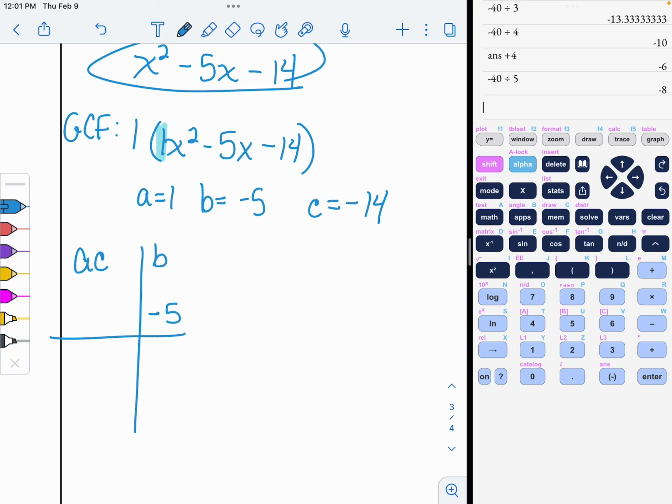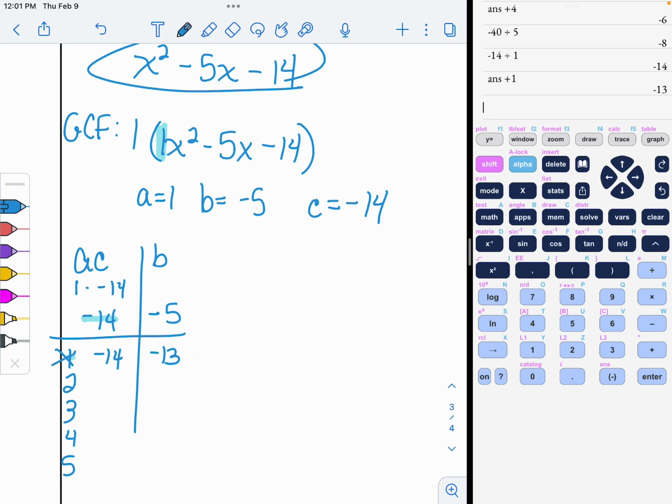My B is negative 5. AC is negative 14. 1, 2, 3, 4, 5. Maybe you already know it, so just hold on and let me get there for the other kids. So I'm going to do negative 14 divided by 1, is negative 14. Add those two together, and you get negative 13.